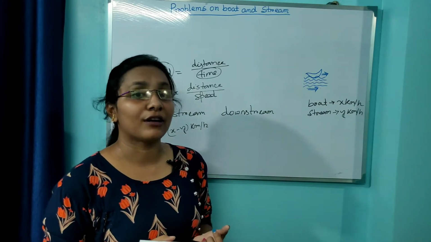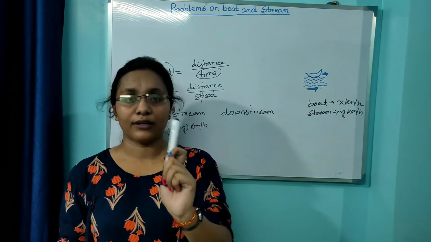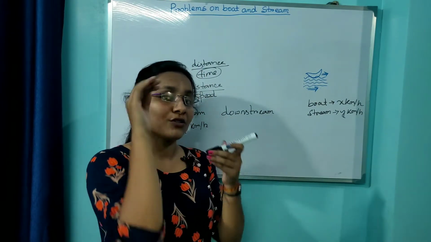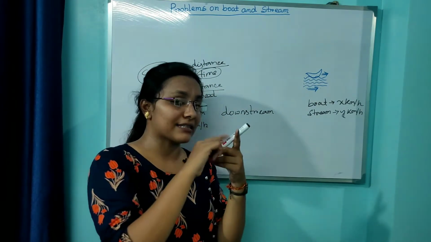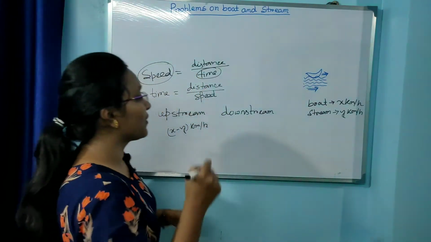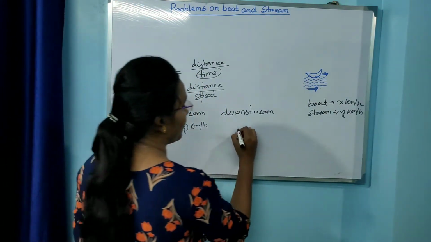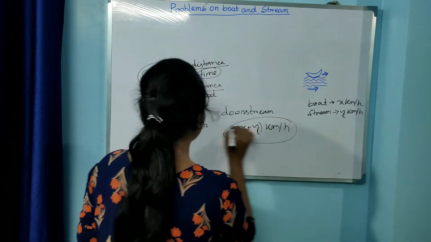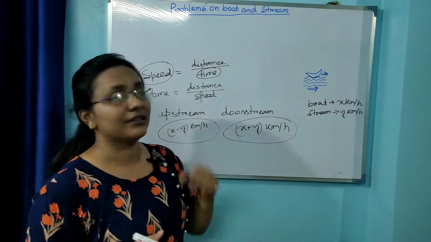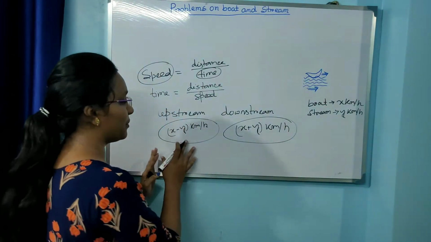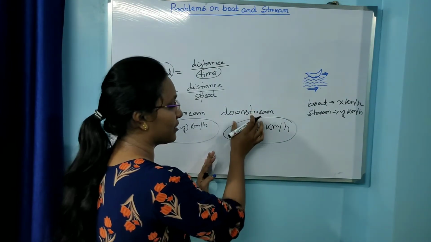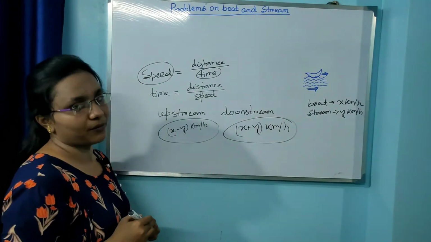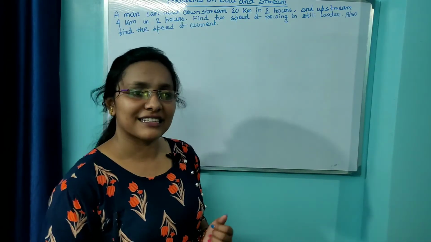And what will it be for downstream? See, this is your boat and this is the stream. So that is downstream. This is in the same direction. So in this case, the velocity of the stream must help the boat to move. So the downstream speed will be x plus y km per hour. So that is the main logic to do this type of calculation. The upstream velocity will be x minus y and the downstream velocity will be x plus y, where x must be the velocity or speed of the boat. Okay. So let us discuss a problem.